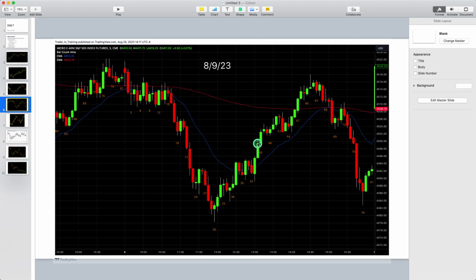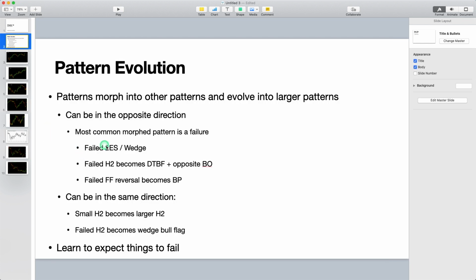So here we have a strong breakout of a wedge bear flag. Typically when you get that, especially if it's overall trading range price action, then you often get a measured move up of the wedge bear flag, which we got here. You can also get a failed high two becoming a double top bear flag in an opposite breakout.